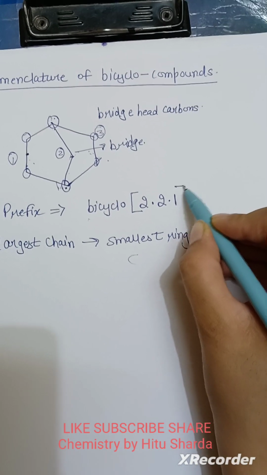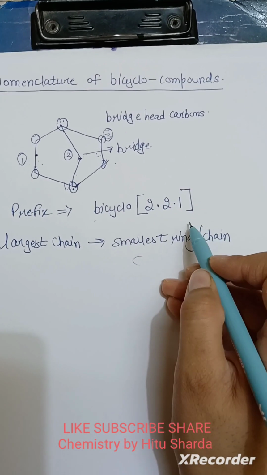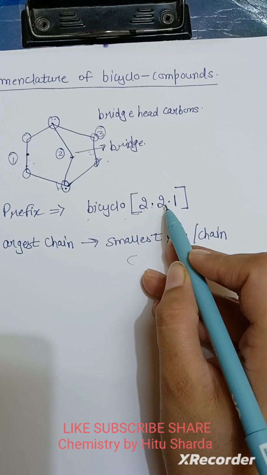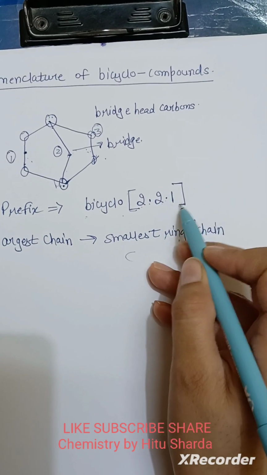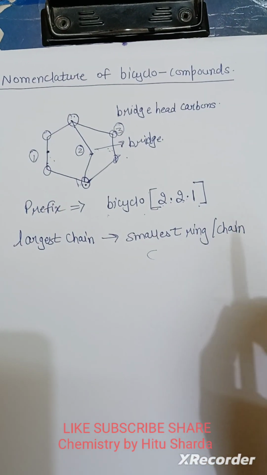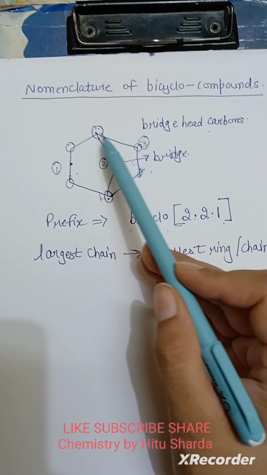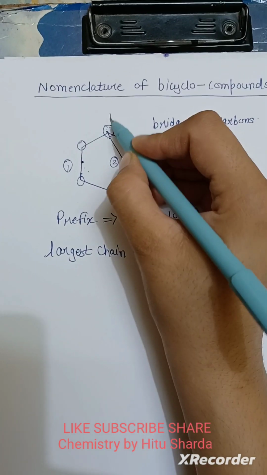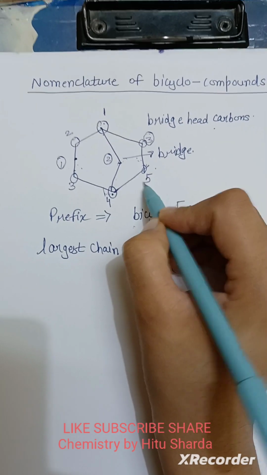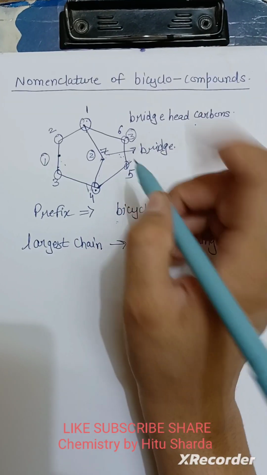Alright, now close the square bracket. Up to here you can understand: bicyclo, square bracket starts, 2.2.1, and square bracket closed. Now you have to count the total number of carbon atoms. Count 1, 2, 3, 4, 5, 6 and 7. So there are a total of 7 carbons.